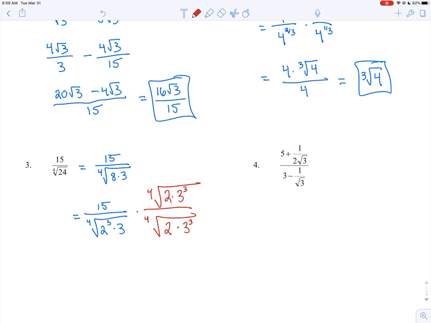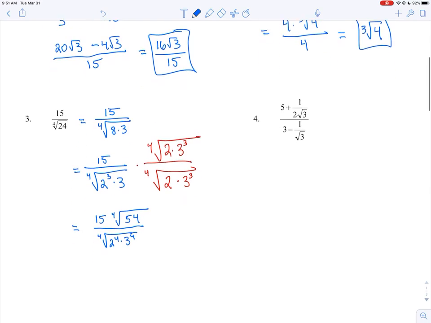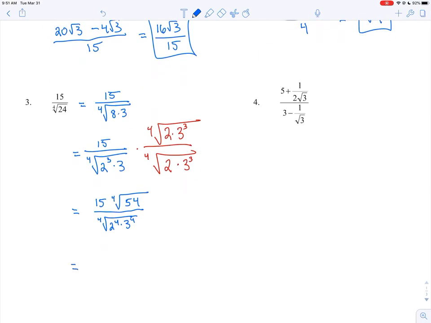So when we simplify that, in our denominator, just to show you what that's going to look like first, it's going to be the 4th root of 2 to the 4th times 3 to the 4th, right? That was the goal. We wanted to make it so that the root matched up with what the exponents were on the inside. So in our numerator, we're going to have 15 times the 4th root of 2 times what? That would be 2 times the 27. So we're going to have 54 in that spot, right? So if we continue simplifying this, we got 15 times the 4th root of 54, and that's going to be all over just 2 times 3.